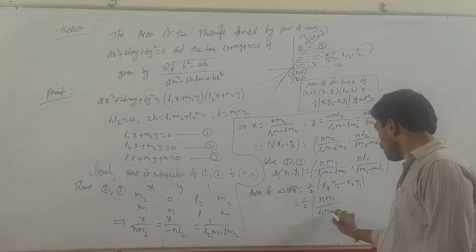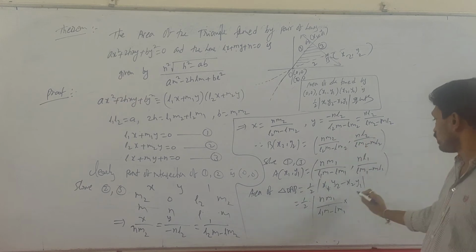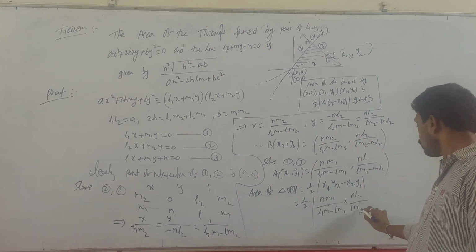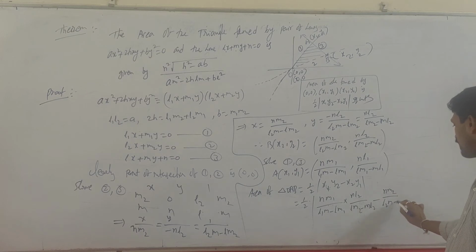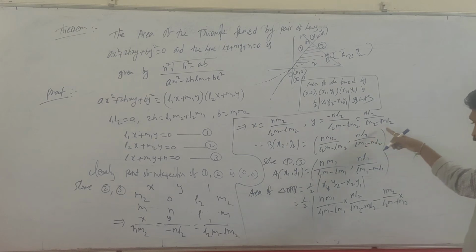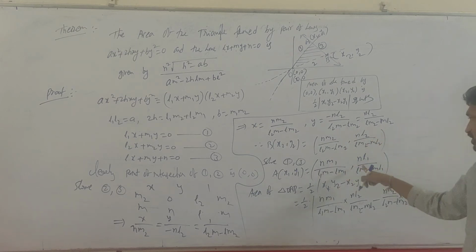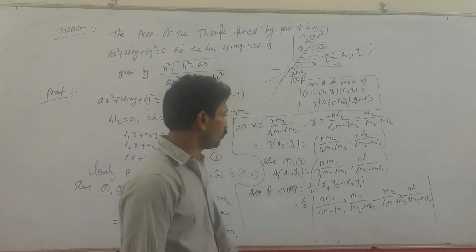nm1 by L1m minus Lm1 into y2, which is nl2 by Lm2 minus ml2, minus x2, which is nm2 by L2m minus Lm2, into... Next, what is here? That is x2 y1. Y1 is here, y1 is nl1 by Lm1 minus ml1. This is modulus. This is a very big theorem.